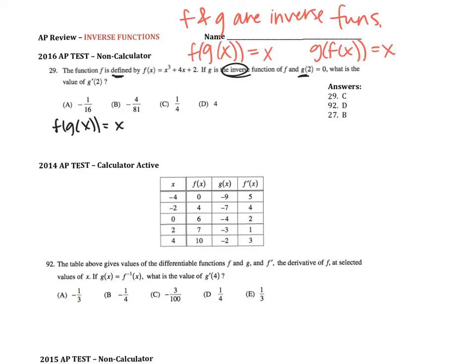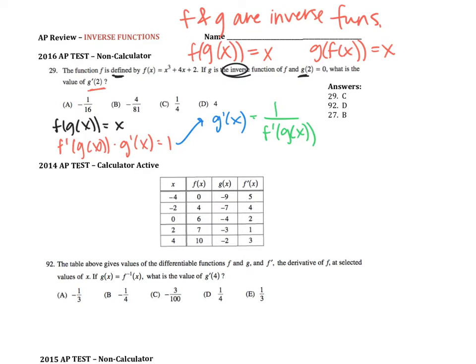And if they want the derivative of g, well, I can go ahead and take the derivative of this. This is going to be the chain rule. The derivative of the outer, leave the inner, times the derivative of the inner. The derivative of x is 1. So therefore, if they want g prime of x by itself, as they've stated here, I'm going to have to divide through by this quantity. So I would have g prime of x equals 1 over f prime of g of x.